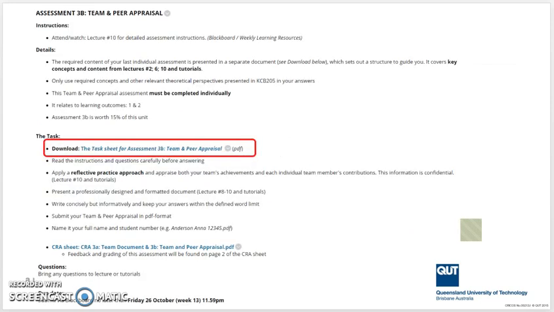In this last individual assessment, you are asked to apply a reflective practice approach when evaluating your own and your team members' performance in the teamwork over the semester. Do this by creating a document based on the instructions in the task sheet. This is where you find and can download the task sheet for this individual assessment. This is also where you find all the details and information about the task. And if you have any questions, bring them to lecture or to tutorial.